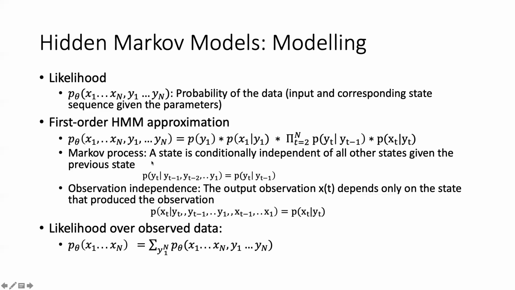Since in HMM we only know the observation sequence and the underlying hidden state sequence is unknown, in order to compute the likelihood over the data, we have to sum over all possible hidden state sequences. So this is obtained by marginalizing over the state sequence.